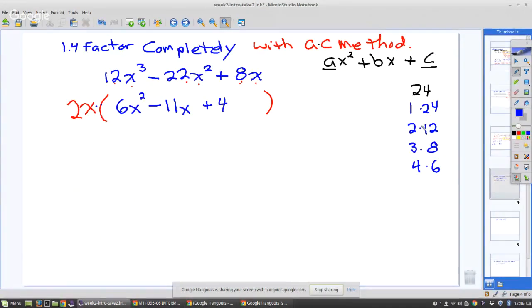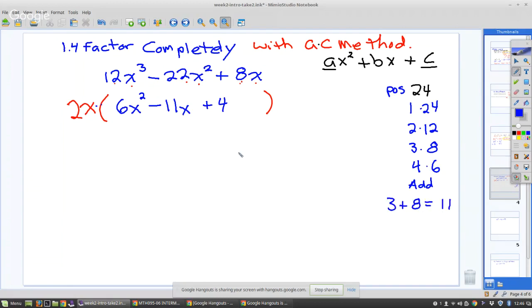Next thing I want to do is think about whether I add or subtract these. Since that's a positive 24, I want to add these. Again, because the 24 is positive. So what combination will give me an 11? Well, 3 plus 8 is 11.